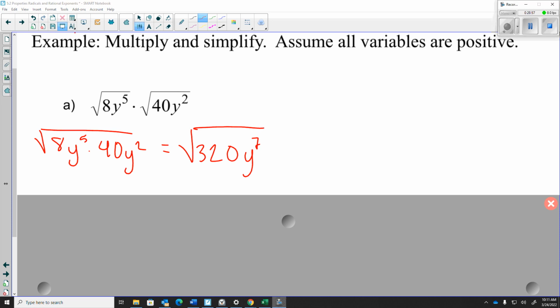Okay, here we go. Now that we have put it all together, it looks a little bit better. Let's split it up again, because then we can actually try to simplify it. Square root of 320, square root of y to the 7th. I'm trying to simplify the square root of 320. Are there any perfect square numbers that go into 320?